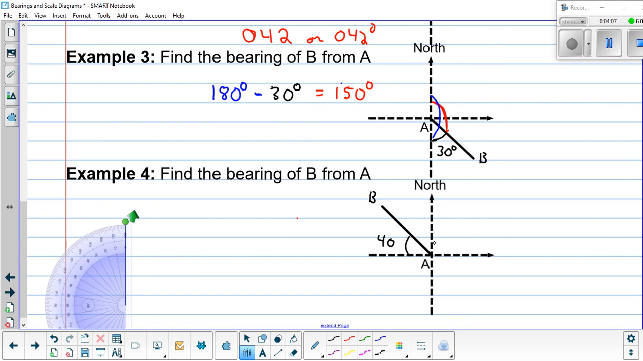Okay, so here we're looking at B from A again, so we're starting at north, going all the way around up to our line. So we know if we go from north in green all the way to west, that is 270 degrees. And then we're simply going to add on that 40 degrees that we have there. And we'll get our total bearing angle as 310 degrees.